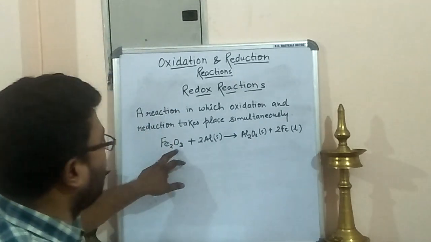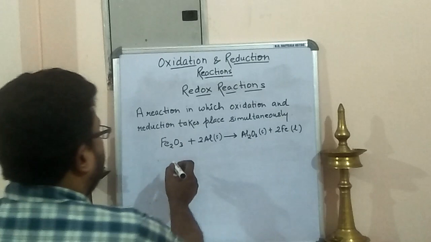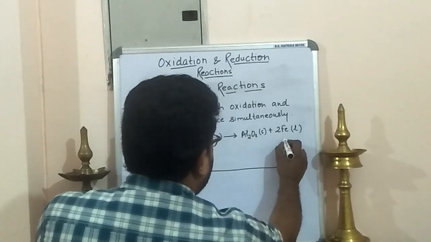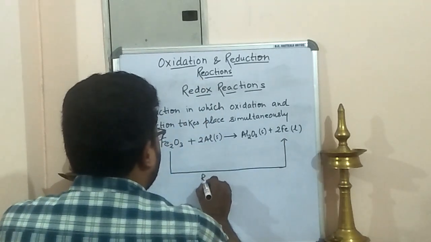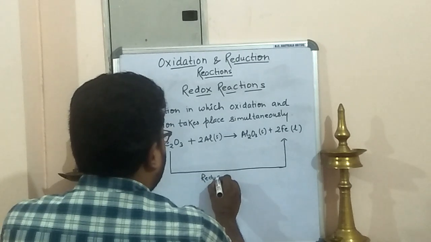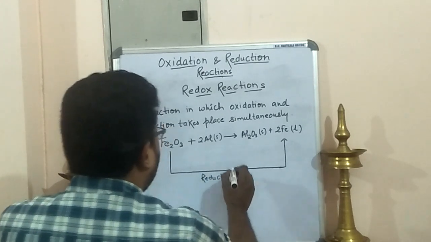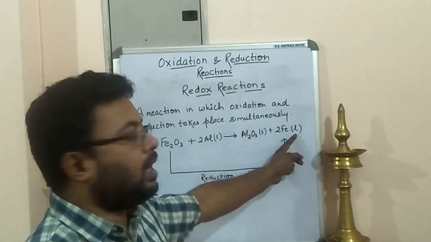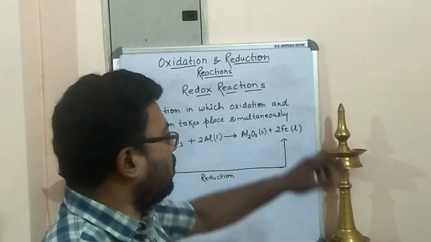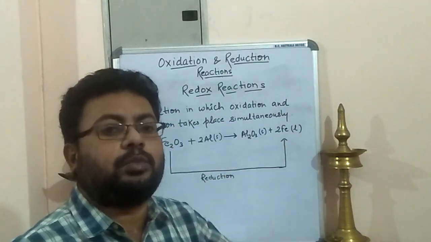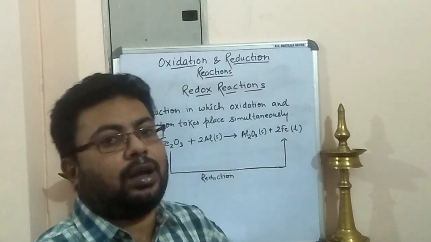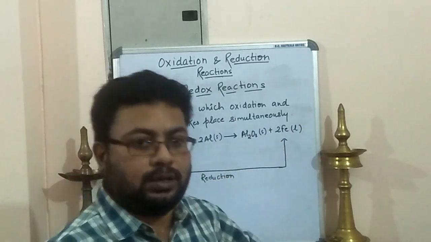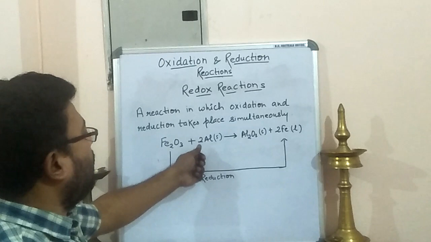Now if you look at iron oxide, it is basically getting reduced, isn't it so? So here we have reduction. Why is it a reduction? Because oxygen is removed from iron oxide and it gets converted to iron. This is in the liquid state because a lot of heat is produced in this reaction, which melts the iron which is formed. That's why I have written L over here. That means iron is in molten state, in liquid state. Now this is reduction.